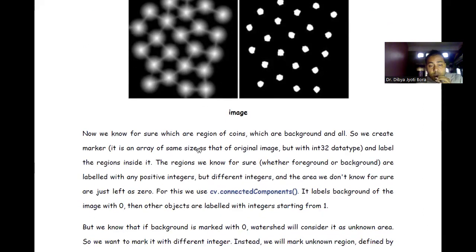Now we know for sure which are the regions of the coins and which are the background. So we create a marker. Marker means what? Marker is of the same size as the original image, but with int32 data type, and we label the regions inside it. The regions we know for sure, whether foreground or background, are labeled with positive integers, but different integers, and the area which we don't know for sure, we just keep as 0.